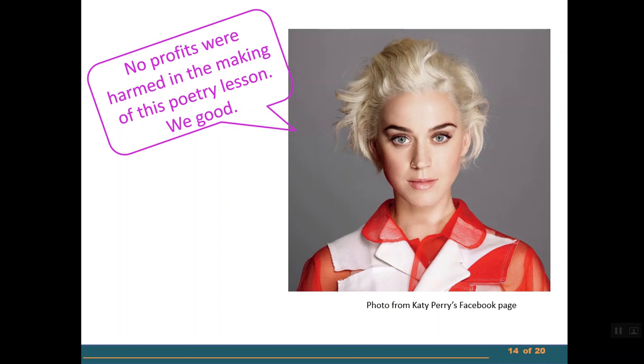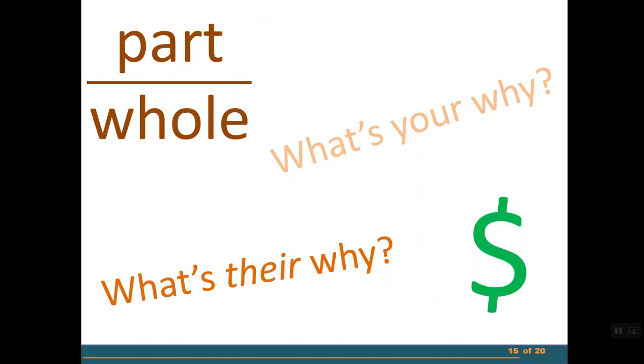After asking these questions, it was determined that Katy Perry wasn't going to lose any money by use of the portion of the song lyrics to teach kids about rhyming and figurative language. The music industry market was not going to crash because the lyrics were used in a literacy classroom. Promise. After considering all 4 factors, the poetry lesson using Roar lyrics was within the fair use guidelines.